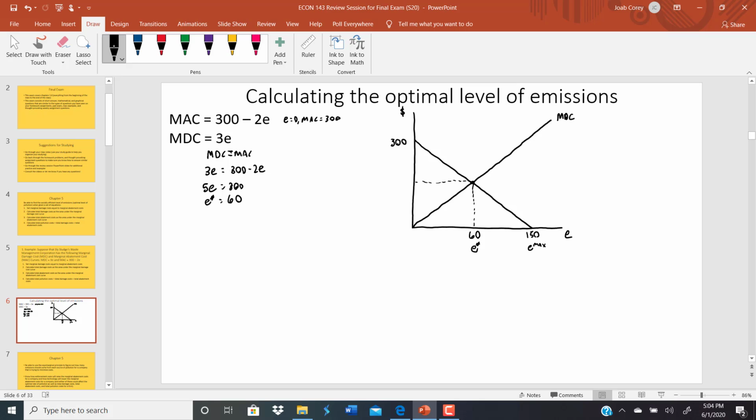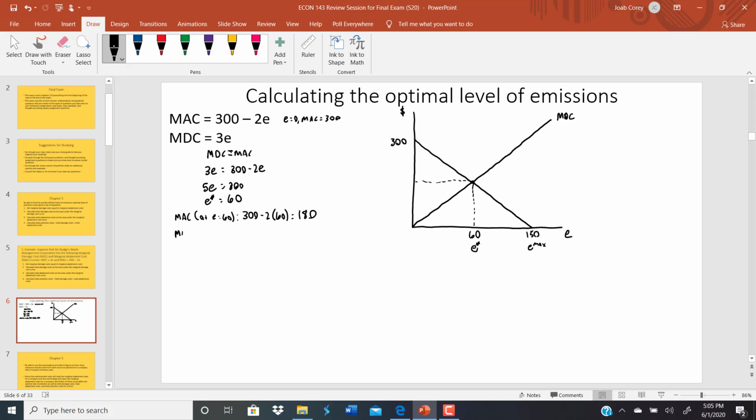Okay. Now, in order to figure out what the cost is at the optimal emissions, we just plug that 60 into our two cost curves here, right? So we got marginal abatement cost, again, at E equals 60. Looks like this. We got 300 minus 2 times 60, or 300 minus 120 is 180.